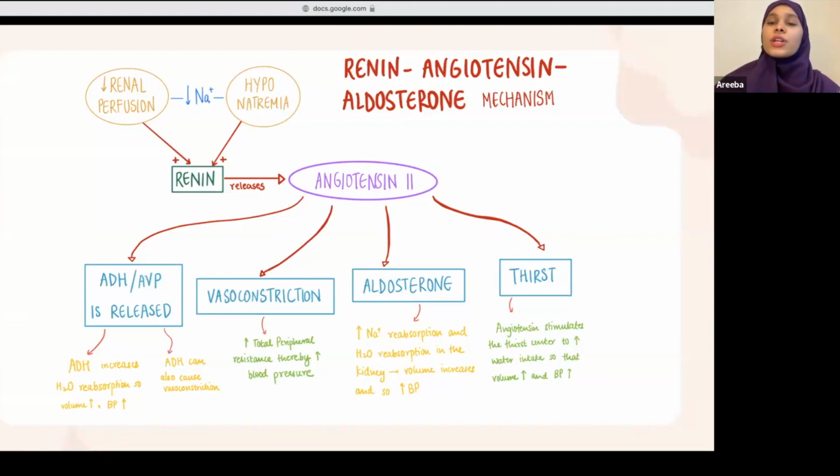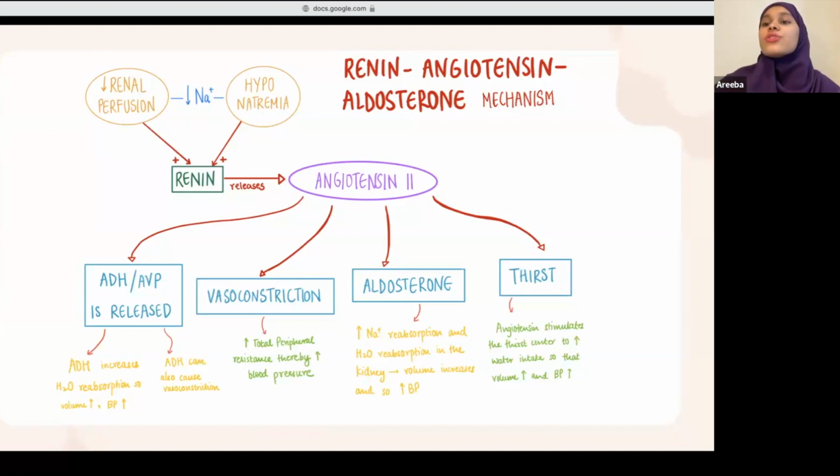And renin will actually stimulate angiotensin 1, which is then converted to angiotensin 2. But the end result is that it releases angiotensin 2. Angiotensin 2 has a lot of effects. First thing it does is it releases ADH. ADH increases the H2O absorption in the kidney. So if you absorb more water, you're gonna increase the blood volume and you're gonna increase the blood pressure. And angiotensin 2 can also stimulate vasoconstriction. So you're gonna have increased total peripheral resistance, and if you have resistance, you're gonna eventually increase blood pressure.